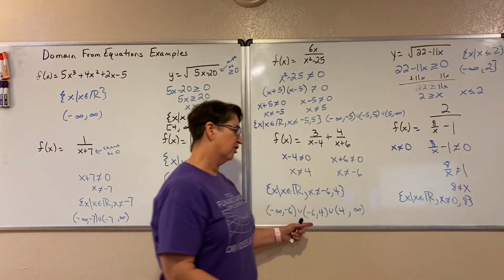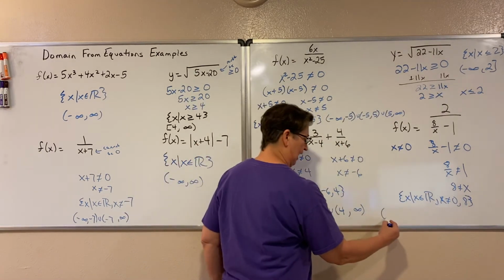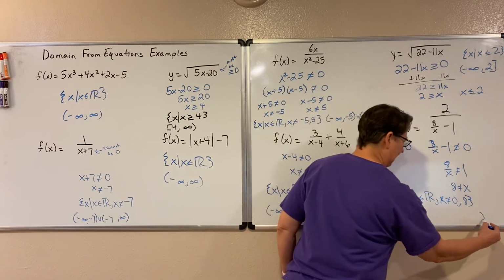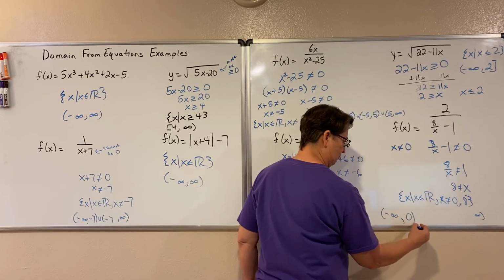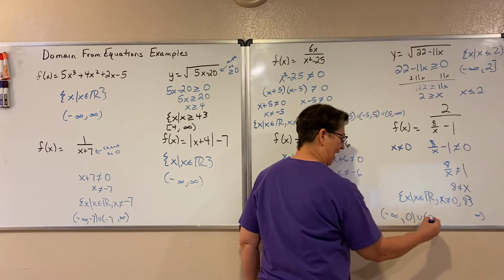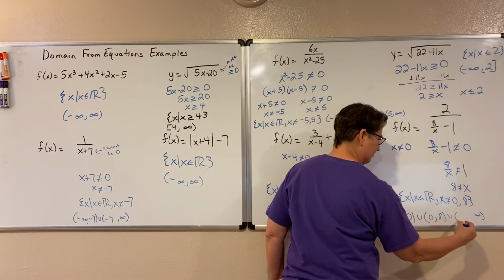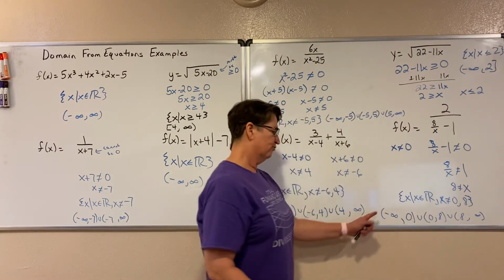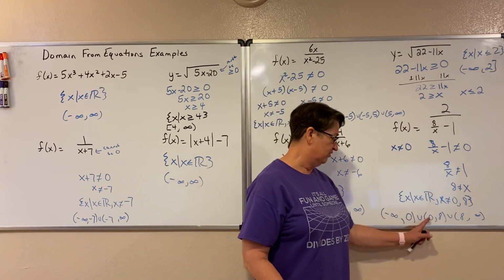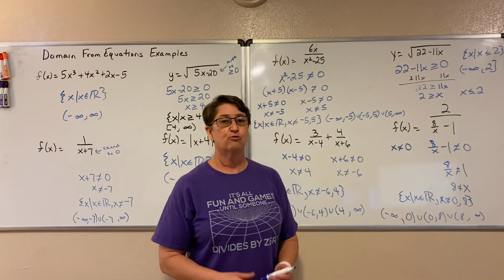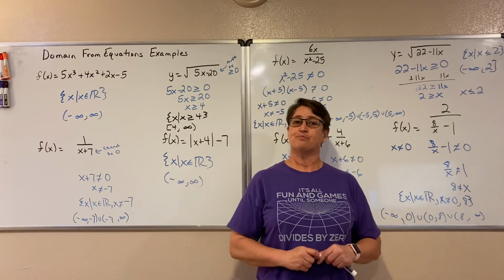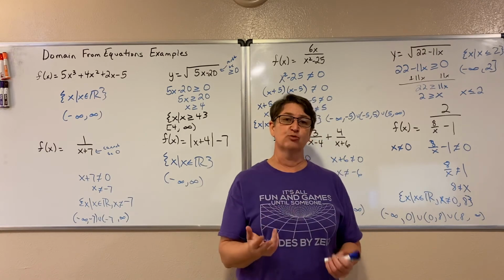So like these others, in interval notation, I'm going to go from negative infinity out to positive infinity. I just have an issue at 0, a break in the graph at 0, and a break in the graph at 8. So we go from negative infinity to 0, union that with 0 to 8, union that with 8 to infinity.